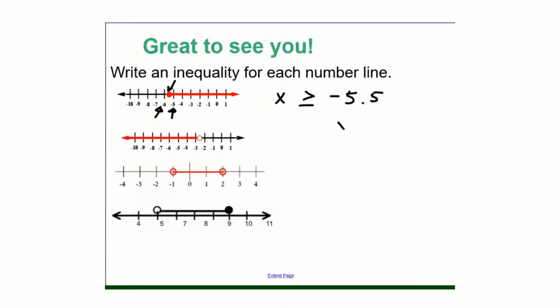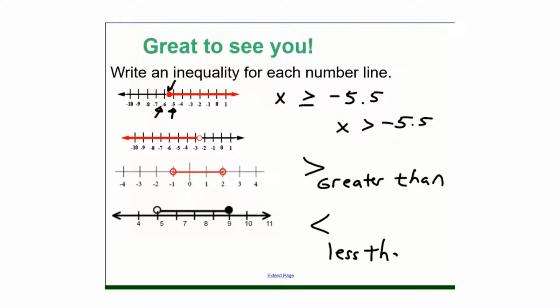If that dot wouldn't have been filled in, if it had been an open circle, we would not have the greater than or equal to, we just say greater than negative 5.5. So this means greater than, we read from left to right, and that means less than. Smaller numbers are to the left, pointed to the left, the lesser numbers. The larger numbers, the bigger numbers, are to the right. So you see the arrow pointing to the right, the greater than.